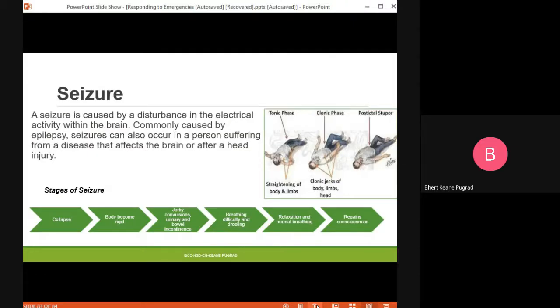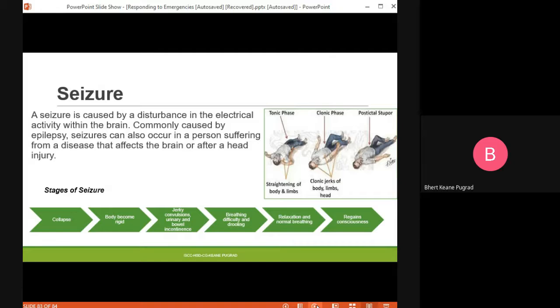Okay? Next is your seizure, or yung tinatawag nila usually epilepsy, no? But epilepsy is one of the types. But when I say seizure, ito yung stiffening and continuous jerking of the body that could be caused by brain infection or other severe medical conditions. Commonly, seizures can occur if the patient is suffering from a disease that affects the brain or after head injury.